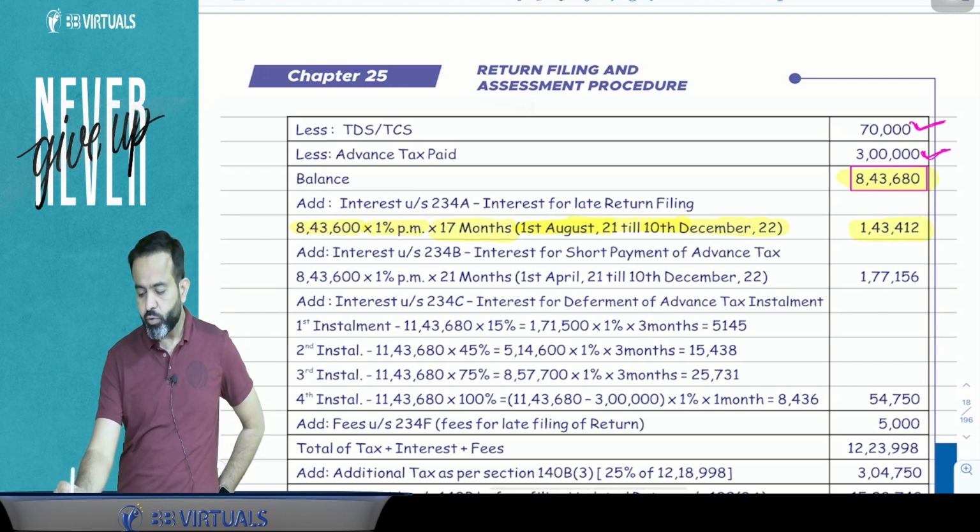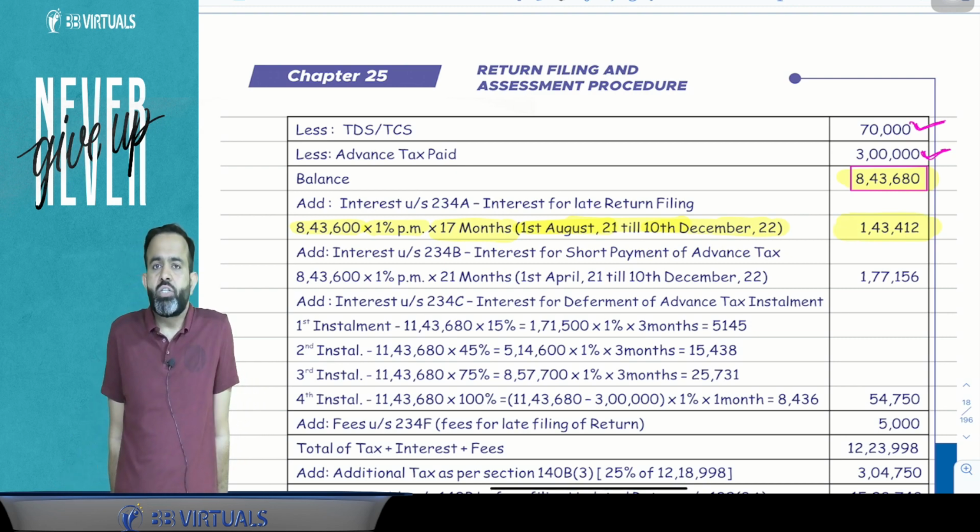That is 1,43,412 rupees. This is your interest under section 234A. Now 234B.